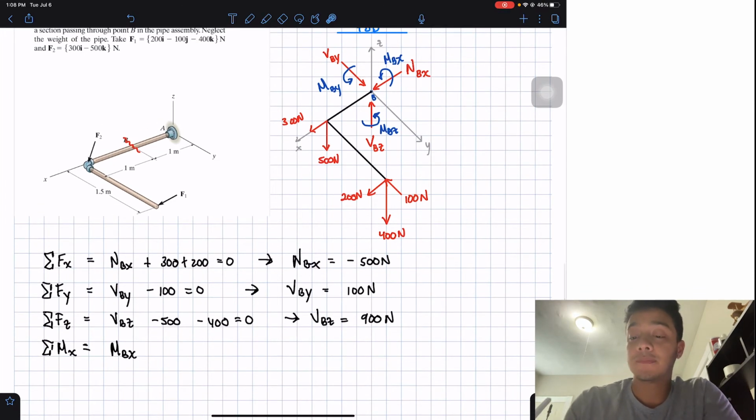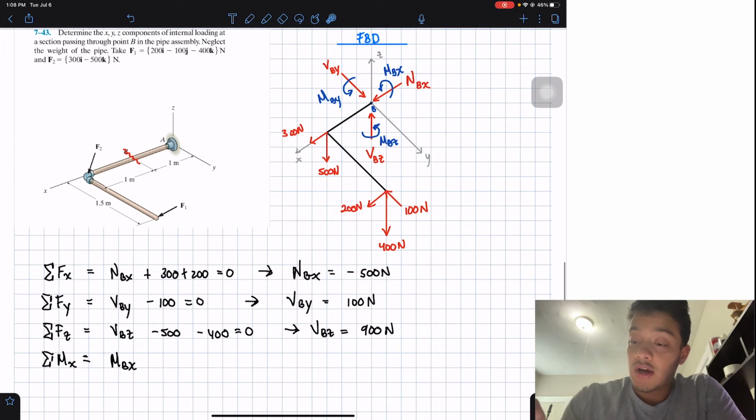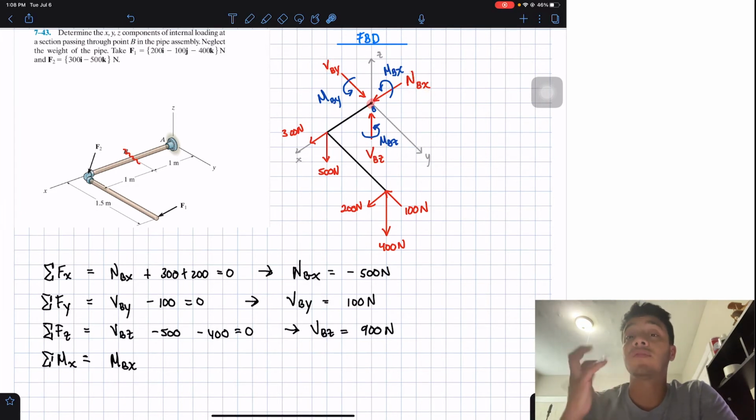And what do I have? Well, I don't care about this guy, neither this guy, and neither this guy in any of my moments, because all of them are passing through the exact origin of the three axes. So I don't care about them in any summation of moments. Okay, so we can forget about those.